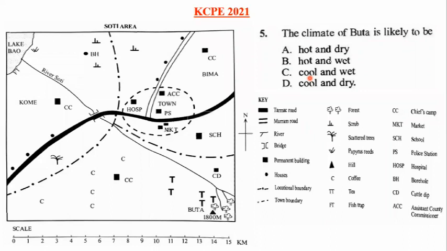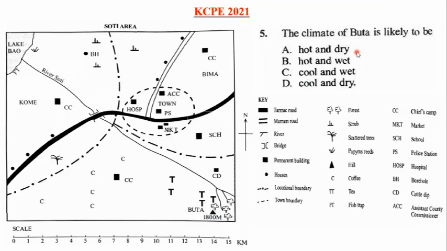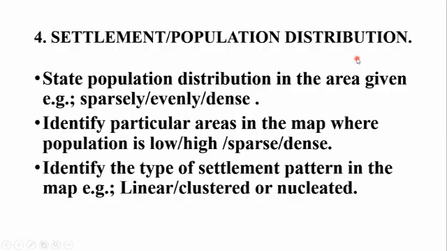So in your revision, go through these factors or characteristics of the climates: hot and dry, hot and wet, cool and wet, and you'll be able to get your exams well. So we are going to the next part, that is settlement or population distribution on a map.